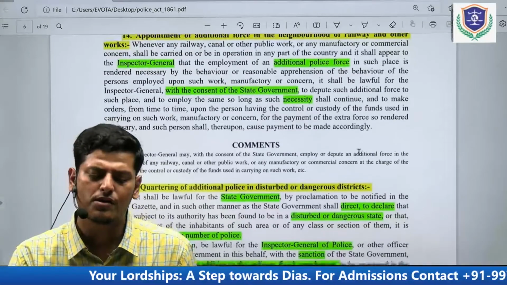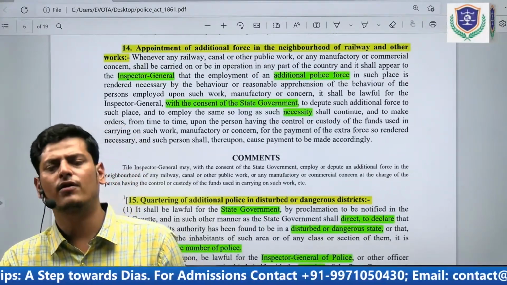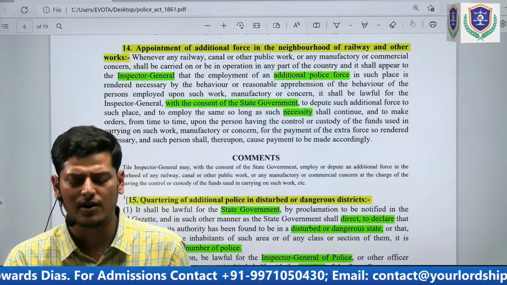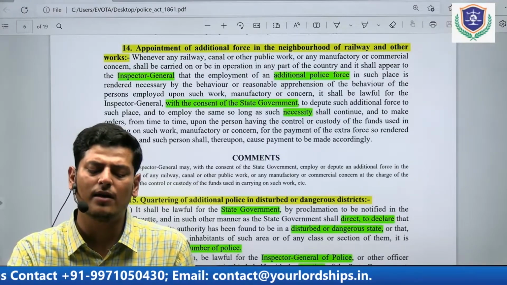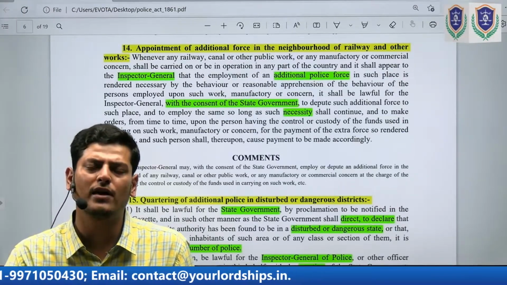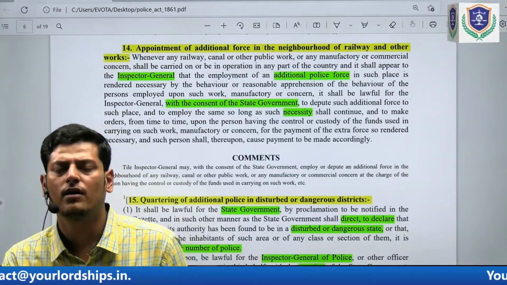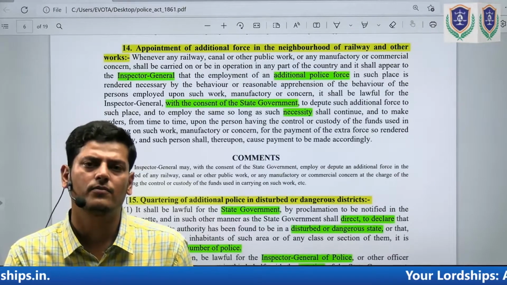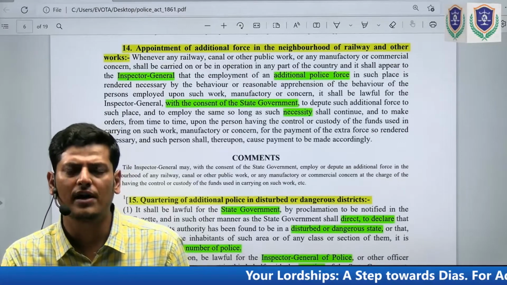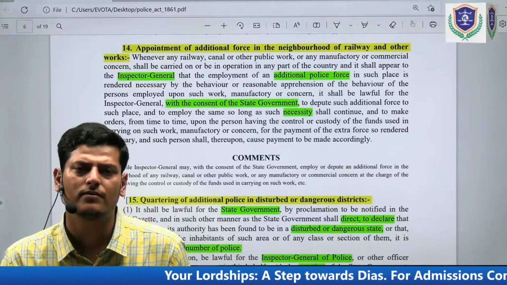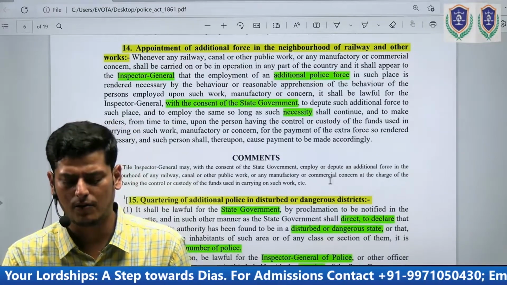Okay, so this is the case for employment of additional force in the cases of neighborhood of railway, manufacturing, commercial area. Okay, in these cases, the Inspector General himself thinks that additional police force may be required. Due to which reason? The reason is because of the reasonable apprehension of the danger, reasonable apprehension due to the behavior of the people who are living there. There is reasonable apprehension that some additional force may be required.